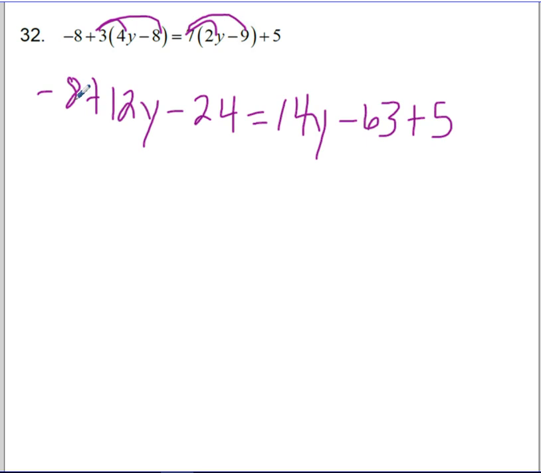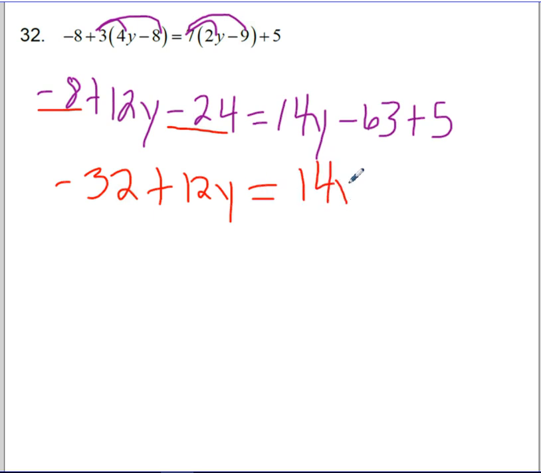Next step is to combine like terms. By adding, we're not doing opposites yet because we're sticking on one side of the equation at a time. So we have -8 minus 24 more here, and that will give us -32. And we have plus 12y still. That didn't change. And that equals, there's only one y, so 14y stays. And -63 plus 5 will give us -58.